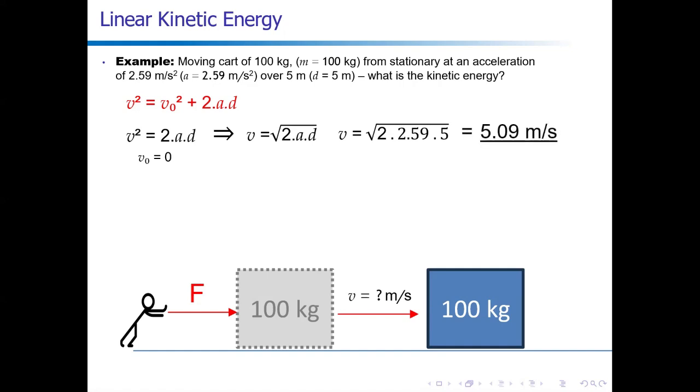Now we can calculate the kinetic energy using the standard equation of kinetic energy equals a half times mass times velocity squared, which gives us a half multiplied by 100 kilograms multiplied by 5.09 squared, which is equal to 1,295 joules.